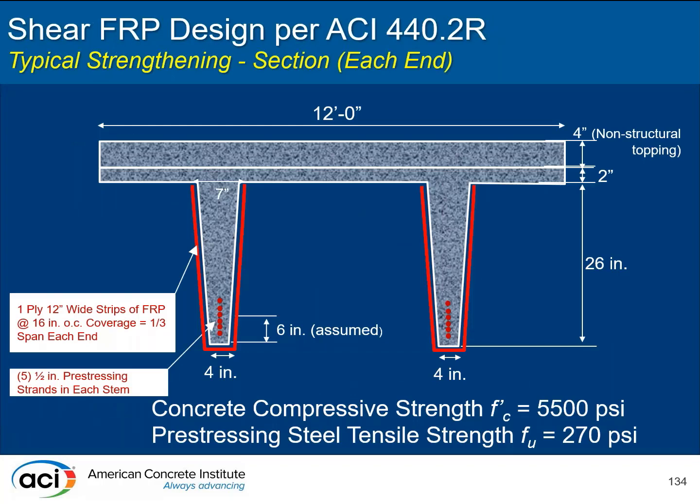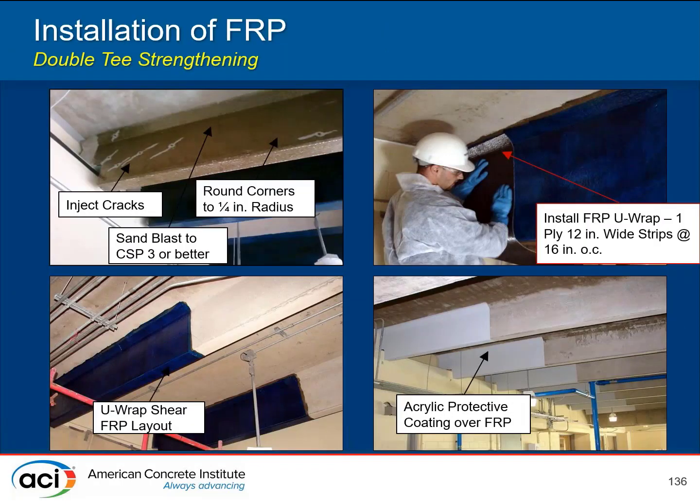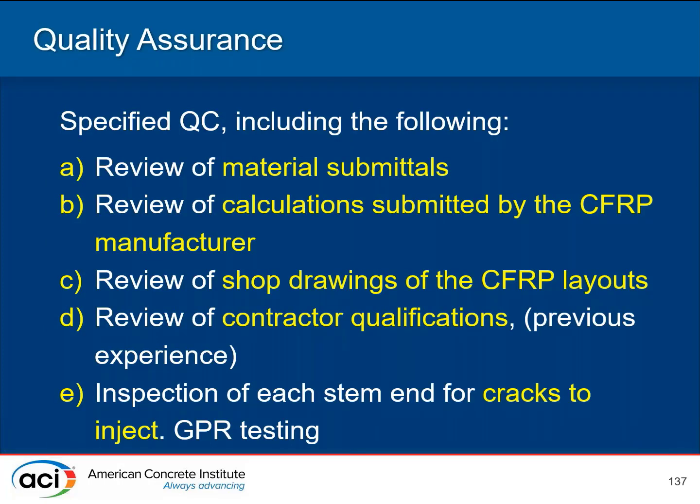So they put the construction documents together. That's kind of what this looks like. Injecting the crack, getting all the right prep. And these are some pictures of the actual installation process. Looks like they didn't do 12 and 16. They just did a continuous wrap. But they did provide an acrylic protective coating on the U-wrap, to protect it going forward.